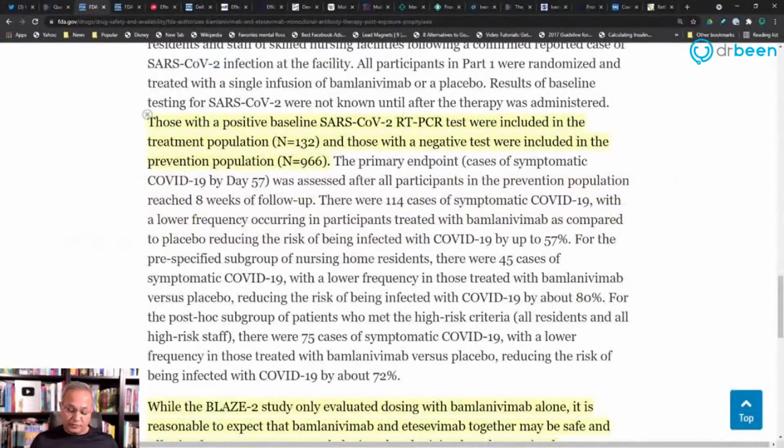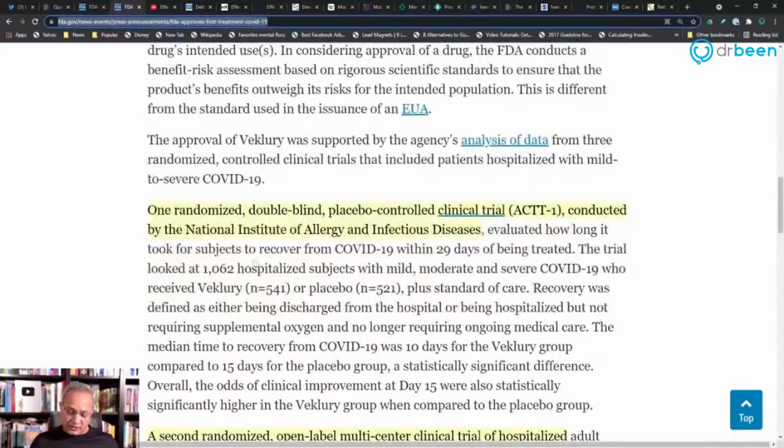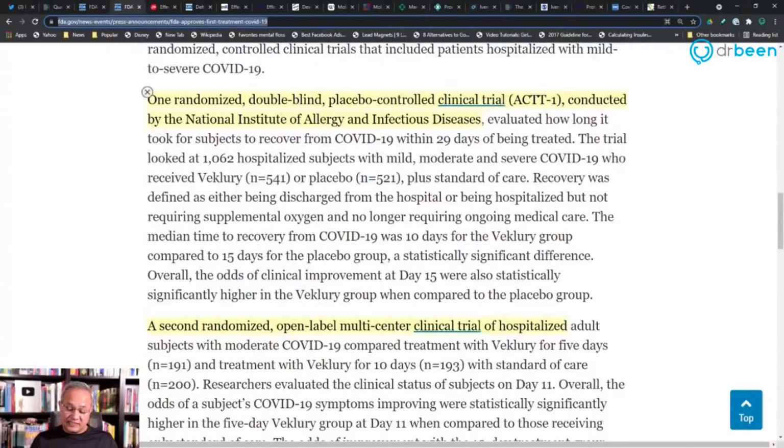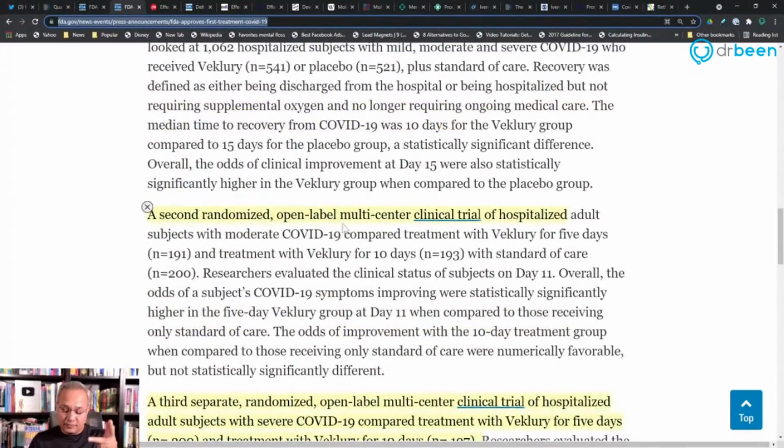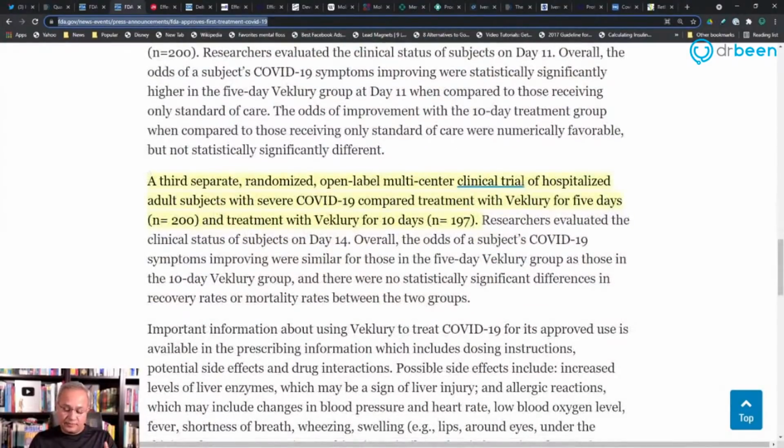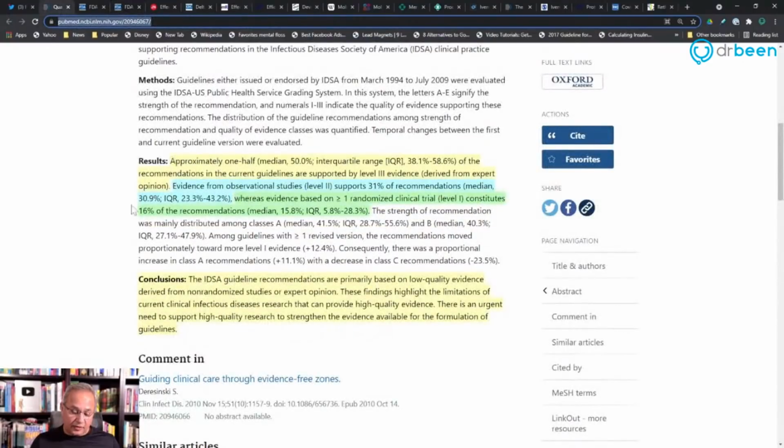So let me show you that here. And I took this here. So one randomized double-blind placebo-controlled trial, one. A second randomized open-label multicenter trial, a third separate randomized open-label, and these were separately added. And I want to show you one more thing. This is really important. This part here.